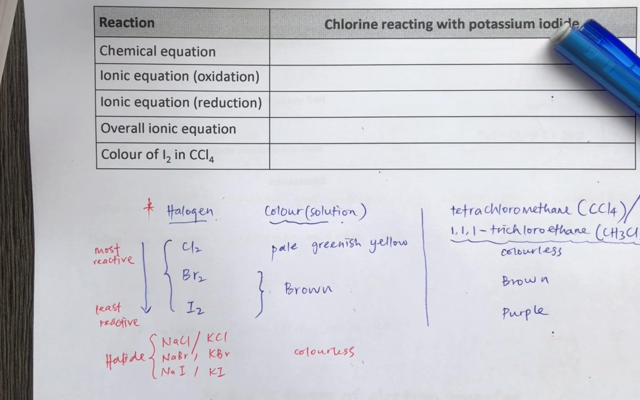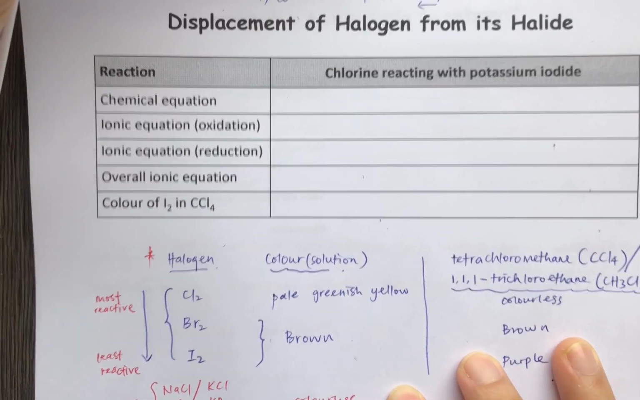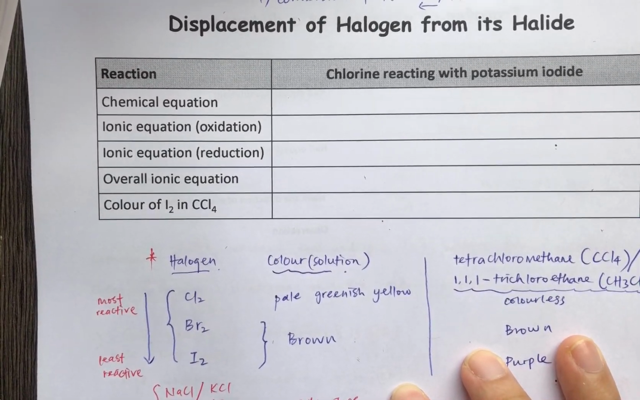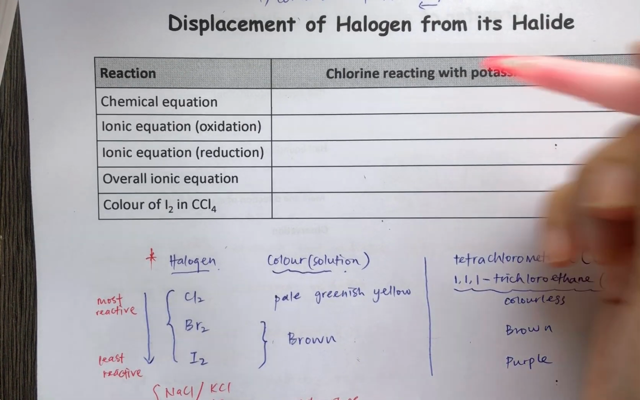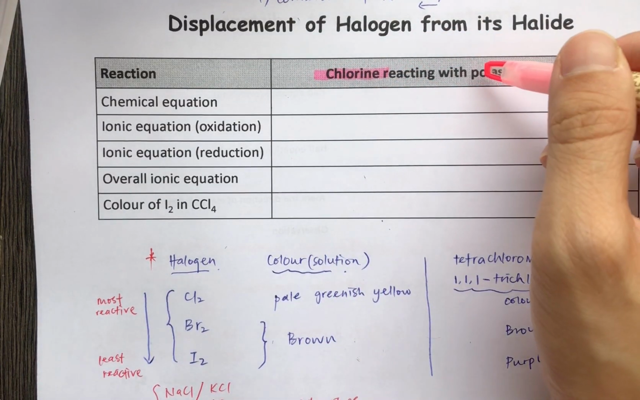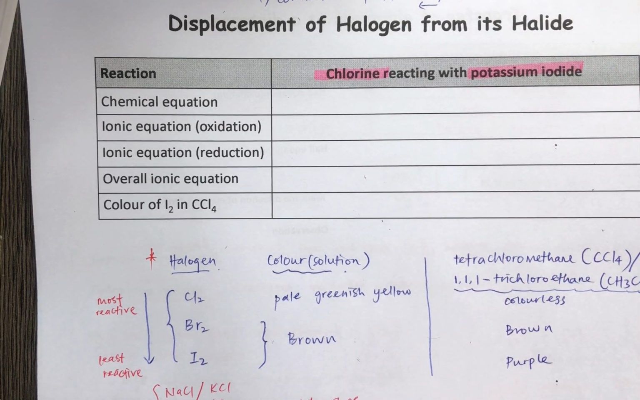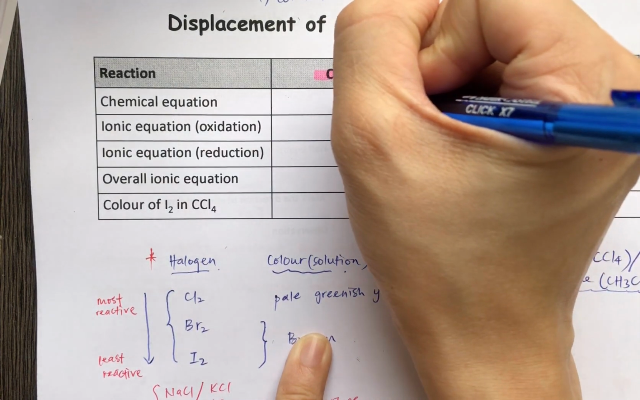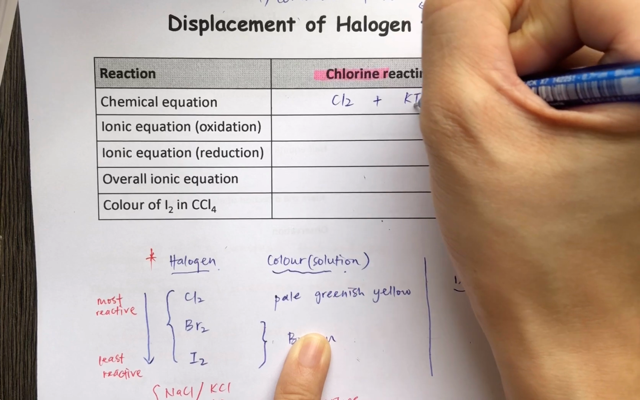Now let's come back to our main topic today, which is the displacement of halogen from their halide solution. One example that I have here is chlorine element, chlorine water, reacting with potassium iodide. First thing first, I'm going to write a chemical equation for this reaction. Chlorine, Cl2, reacting with potassium iodide, KI.